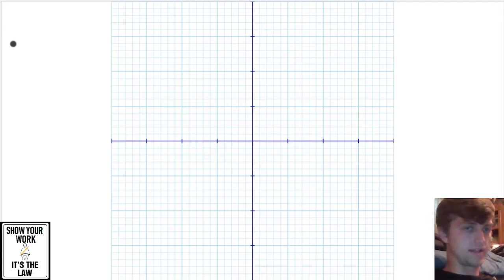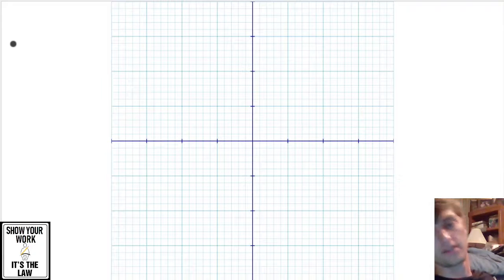Get y by itself. That's our English phrase. Get y by itself. That's what slope intercept form means. So that's what I want you to write in your notes. Write in your notes, slope intercept form means get y by itself.